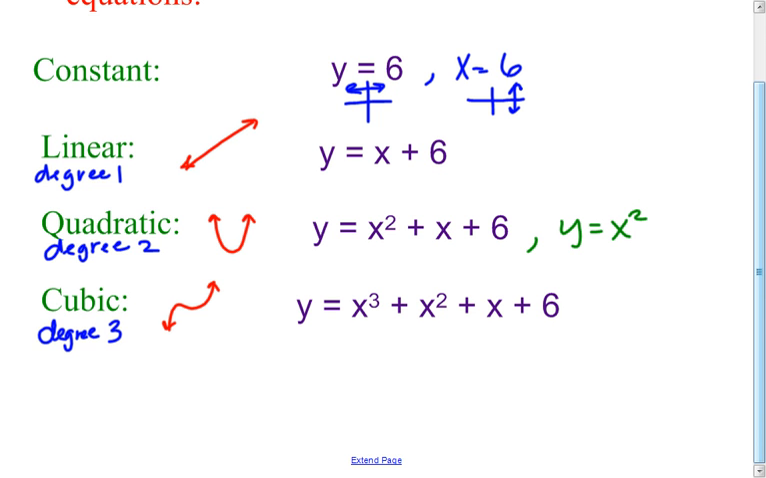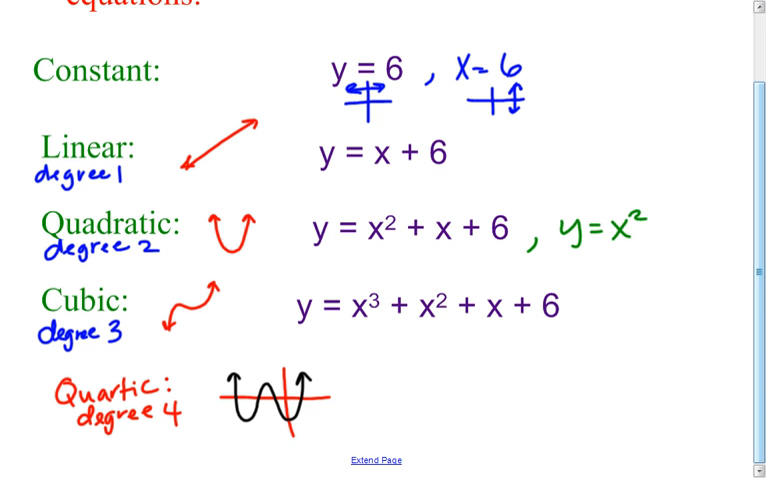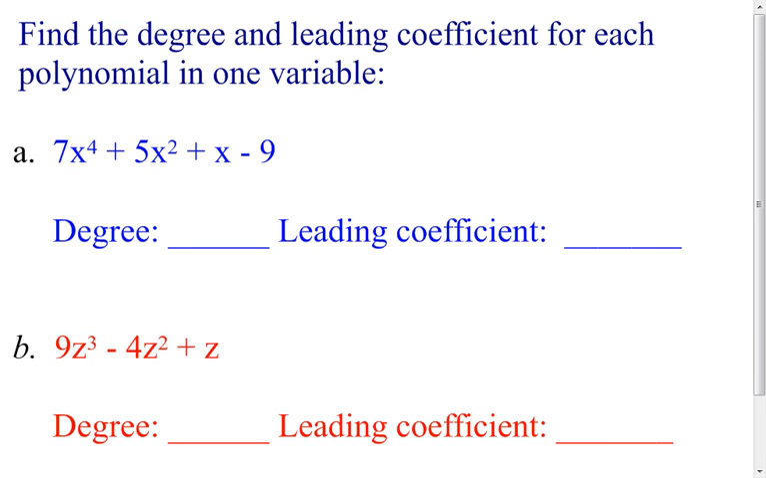Okay? And then, by the way, I don't know if it's on your note sheet or not, but there are quartic ones. And of course, they have degree 4 if you want to add this. And they have to have an x to the 4th in them. And their graphs look something like that, just so you know. Okay? All right, moving on.